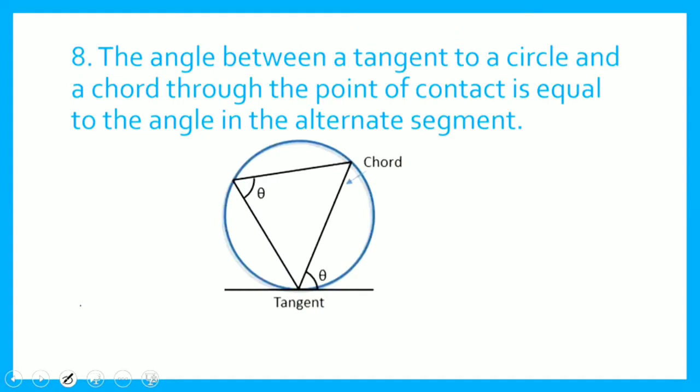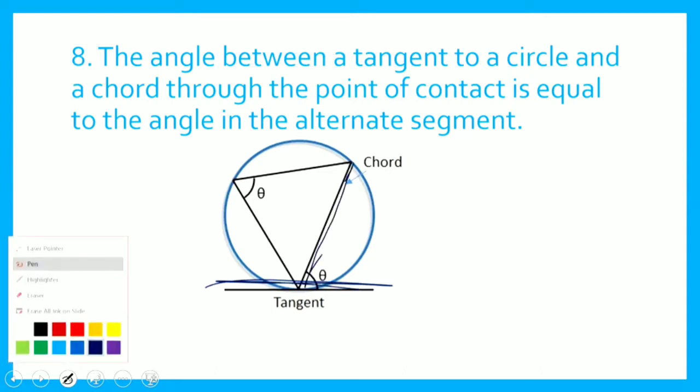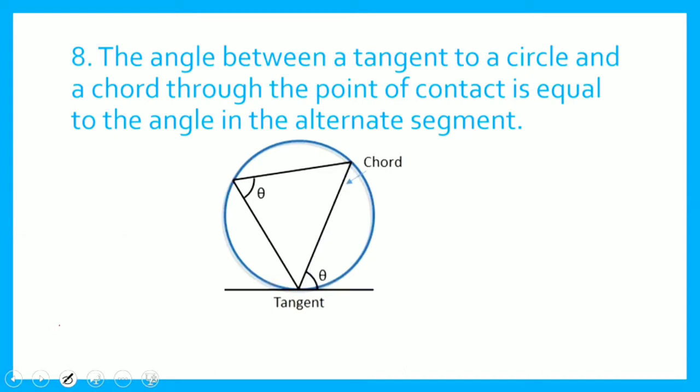Number 8, we're coming down. This is the penultimate one. The angle between a tangent to a circle, so the tangent here, and a chord. So see the chord here. Let me use a different color. Red. Here's a tangent. Here's the chord. The angle between a tangent to a circle and a chord through the point of contact, that's where they meet.